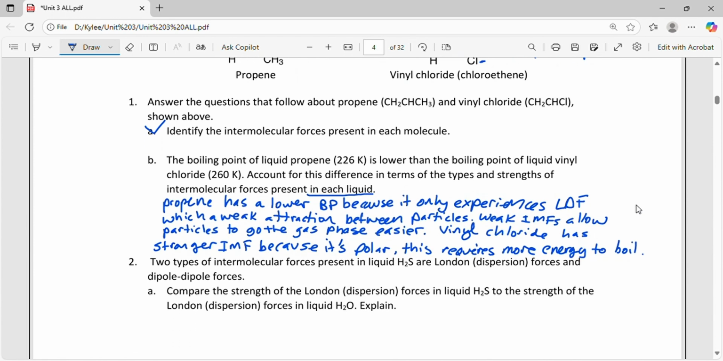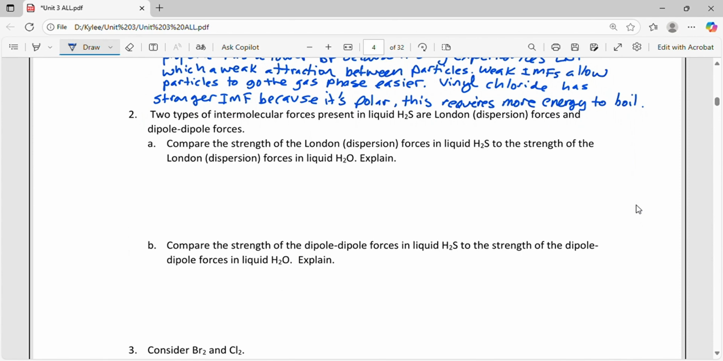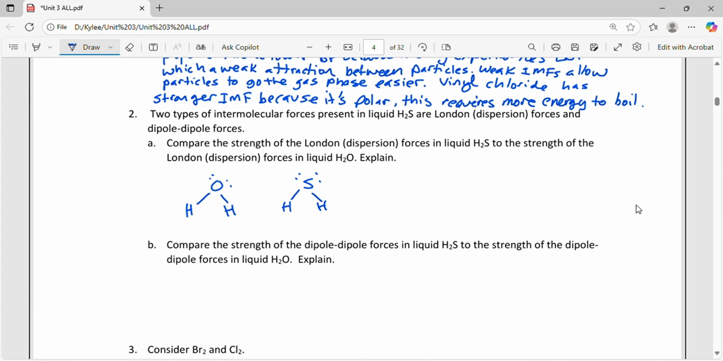All right, our next type, it says two types of intermolecular forces present in liquid H2S are London dispersion and dipole-dipole forces. Compare the strength of the London dispersion forces in H2S to the strength of the London dispersion forces in H2O. First, let's draw them. Water, and then H2S is going to be very similar, except we switch out the sulfur for oxygen. Now, they only want us to compare the LDFs.